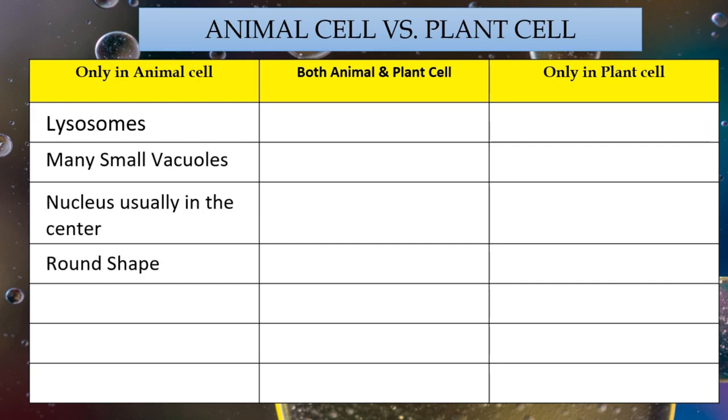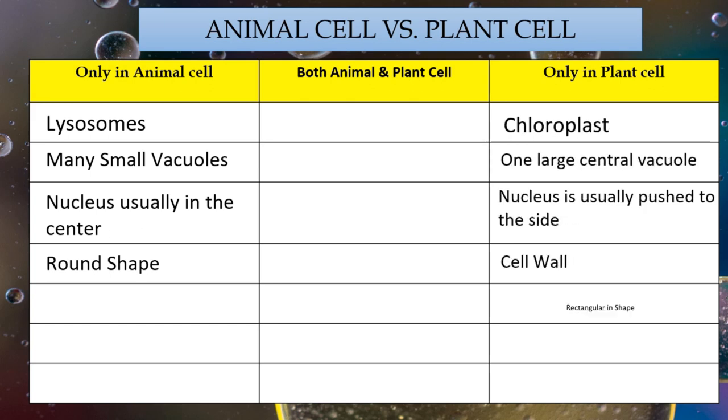In animal cells, only in animal cells, they have lysosomes, many small vacuoles, the nucleus is in the center of the cell, and they are round in shape. While in plant cells, they have chloroplasts.